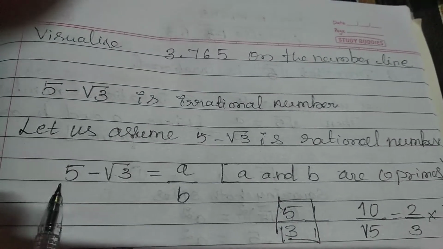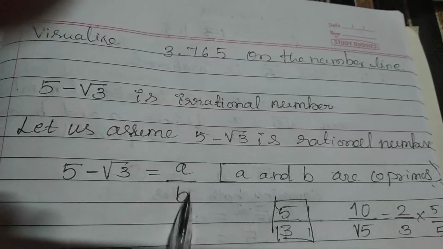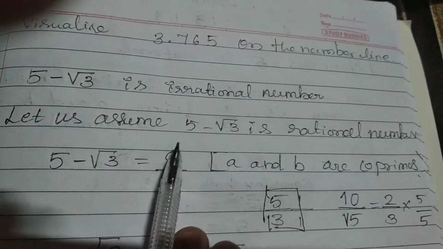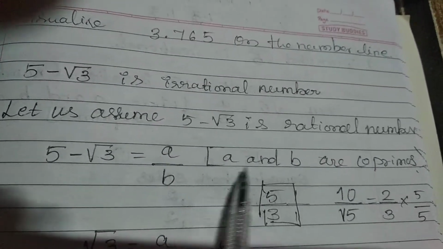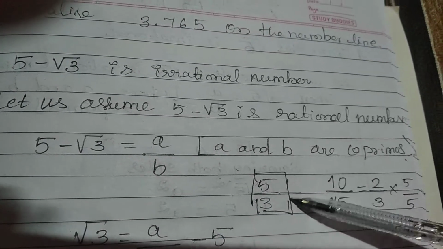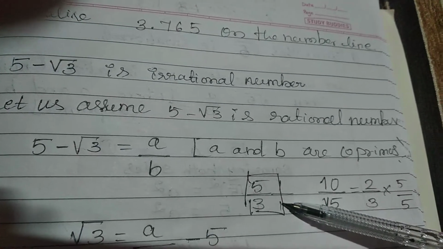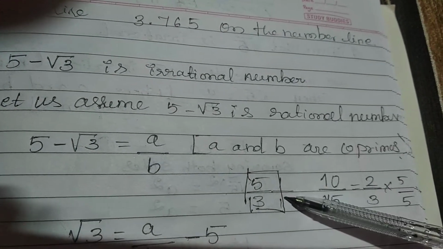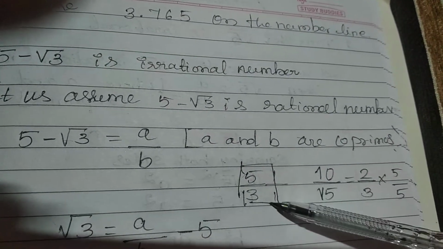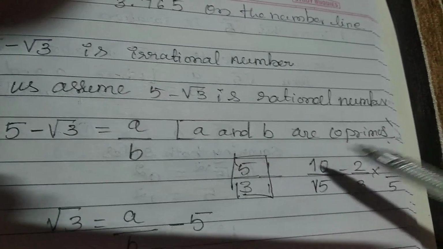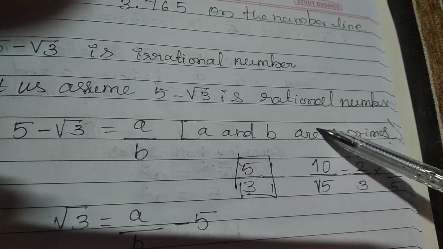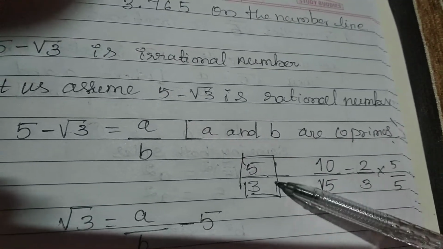After assuming that, you know that a rational number can be written in the form of p by q or a by b, where a and b are integers, and a and b are co-primes. We have explained what is co-prime. Co-prime numbers have only 1 as a common factor. Look here, 5 and 3 are co-prime because they have common factor 1. 10 and 15 are not co-prime because they have a common factor 5. If anything has only the common factor 1, it is called co-prime.